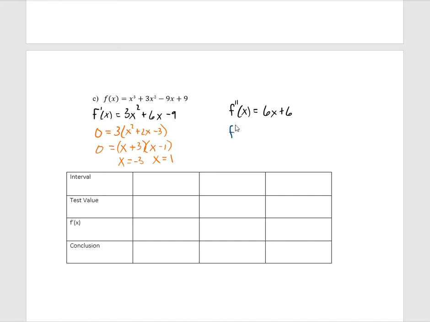What I really want to know is, what's the second derivative at -3, this critical number? Well, that's 6 times -3 plus 6, which is negative. If it's negative, it's concave down. I'm thinking I'm going to have a maximum here. What's the second derivative at +1? Well, that's 6 times 1 plus 6, which is positive. Positive means concave up, second derivative, which means we have a minimum. But we could pop back here.